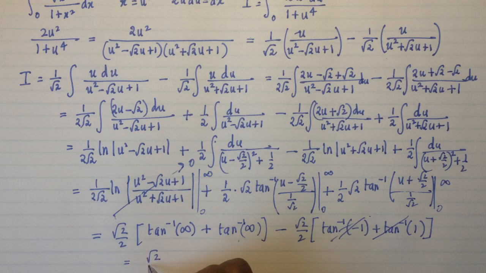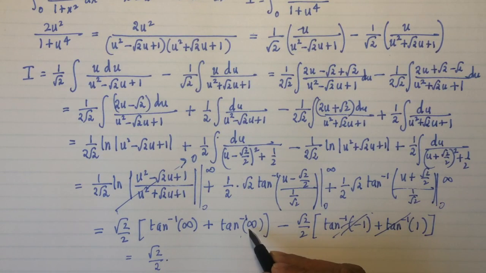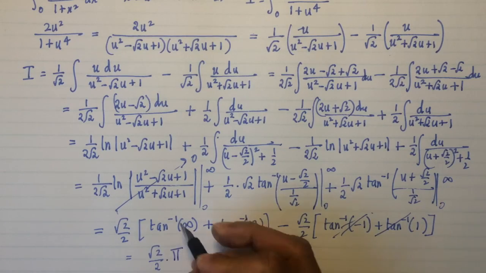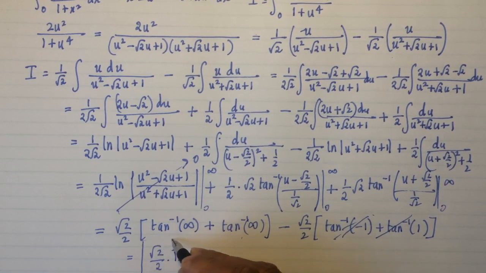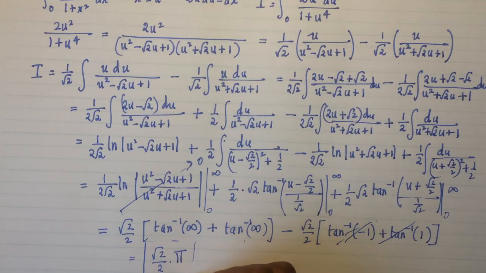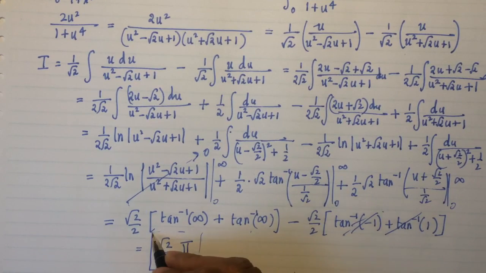So that's going to be root 2 over 2. Tan inverse infinity is pi over 2. Tan inverse infinity is pi over 2. So the whole thing is pi. And that leads to the exact same answer that we had through the complex analysis method. So the elementary technique and the complex techniques match up.